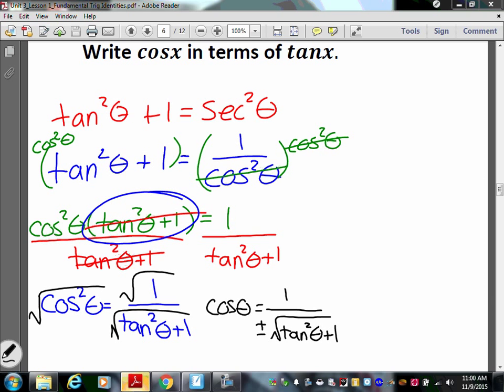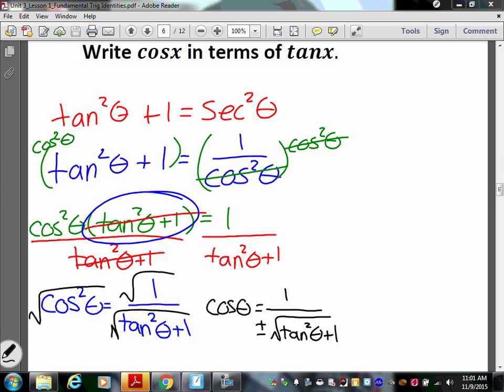Yeah, so we have to account for the fact that we don't know what quadrant the angle theta is in. So cosine could be positive, it could be negative. And whenever we take a square root of something, there's always a positive root and a negative root. So we don't know which one we want. So we have to account for that. And then I hope that you all know by now that that's not acceptable just yet.